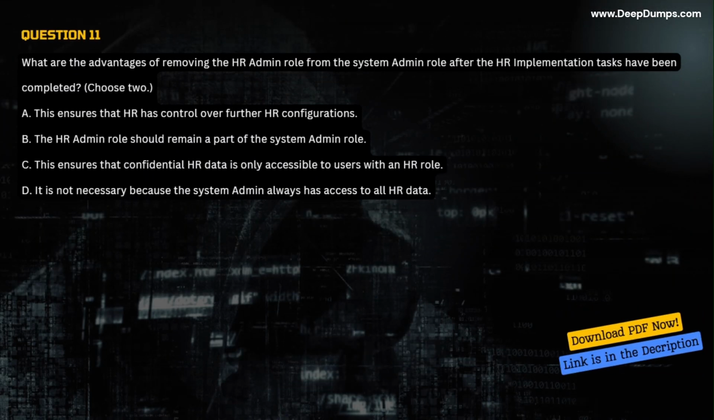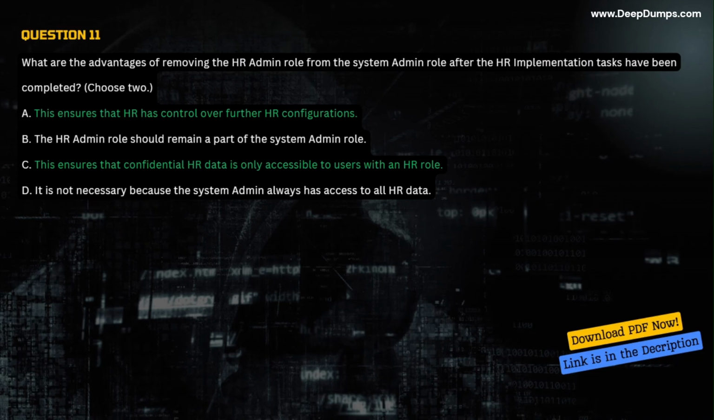Question 11. What are the advantages of removing the HR admin role from the system admin role after the HR implementation tasks have been completed? Choose 2. A. This ensures that HR has control over further HR configurations. B. The HR admin role should remain a part of the system admin role. C. This ensures that confidential HR data is only accessible to users with an HR role. D. It is not necessary because the system admin always has access to all HR data. Correct answer A and C.